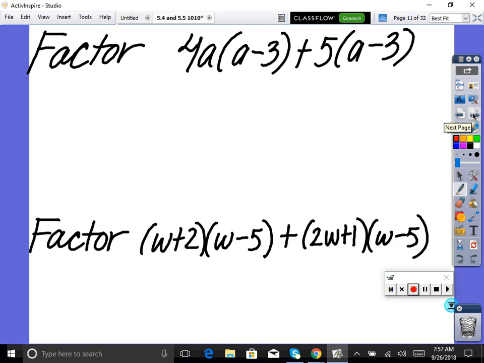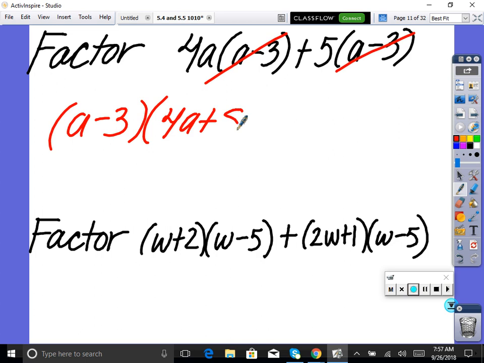Okay, factor. What would I pull out? Isn't this one actually not factoring by grouping? It's not factoring by grouping. There's not 4 terms. But it is greatest common factor. What's the greatest common factor up here? So we'll pull out an a minus 3. So then it divides out. And left would be 4a plus 5. So it's just like starting at that one step in factoring by grouping.